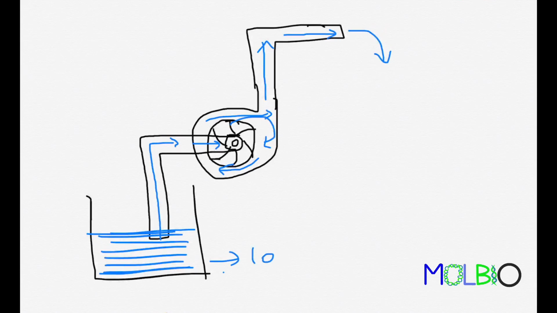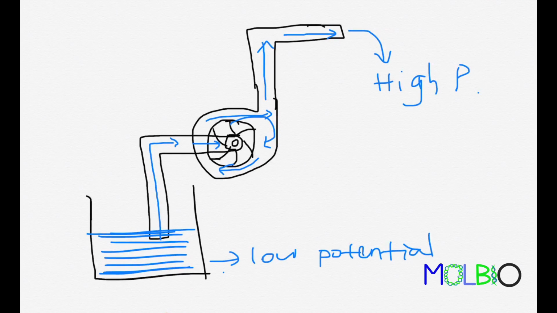Here the difference in potential is the difference in gravitational potential, which comes from gh, where g is gravitational acceleration and h is the height.